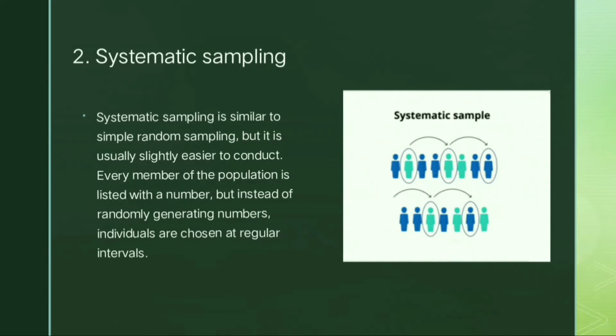Systematic sampling is similar to simple random sampling, but it is usually slightly easier to conduct. Every member of the population is listed with a number, but instead of randomly generating numbers, individuals are chosen at regular intervals. So, dito sa systematic sampling, medyo kahawig siya ni simple random sampling. Kasi, dito sa systematic sampling, it is started with random style.